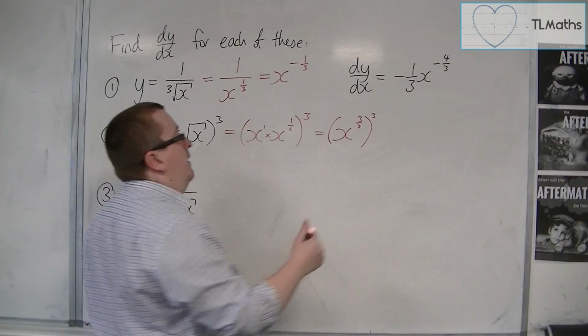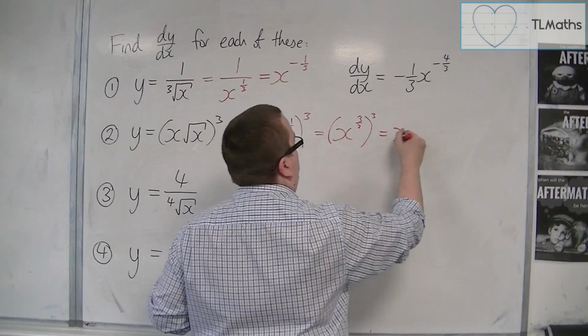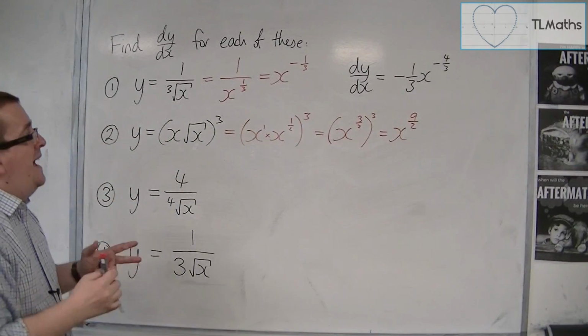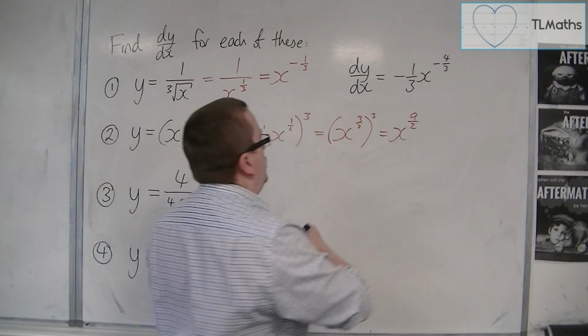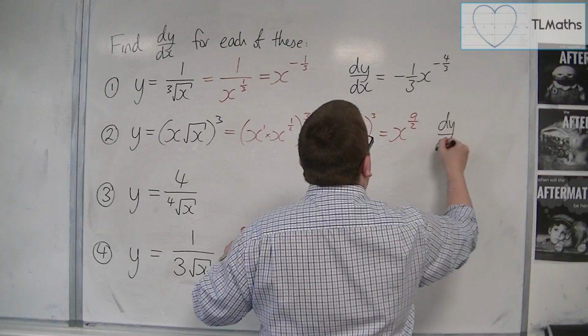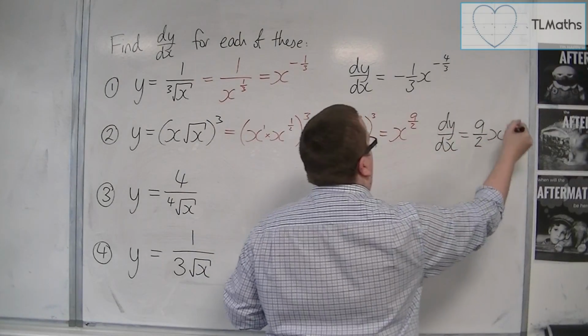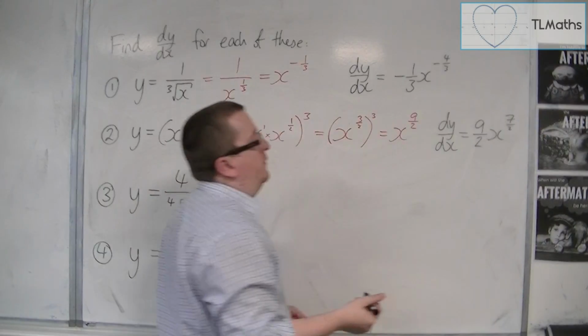And then that 3 multiplies with the 3 halves. And so I have x to the 9 halves. So I now have it in the format of x to the power of something. And now I can differentiate. So dy by dx is 9 halves. The 9 halves comes down to the front. And then take 1 off the power, so it's to the power of 7 halves.